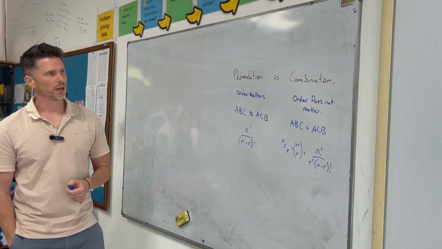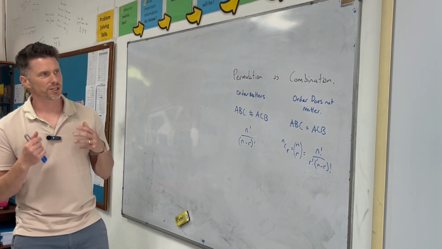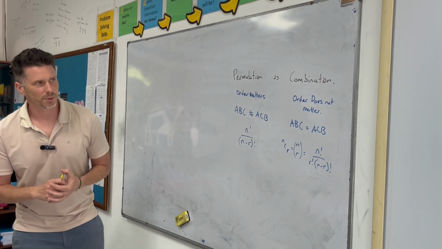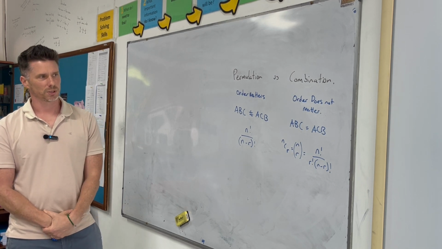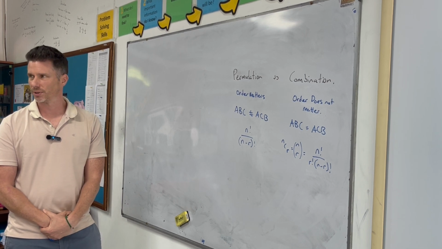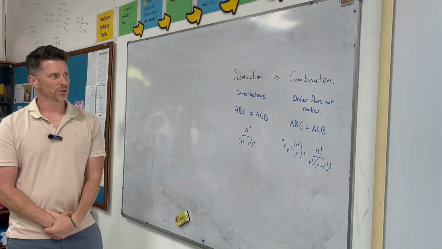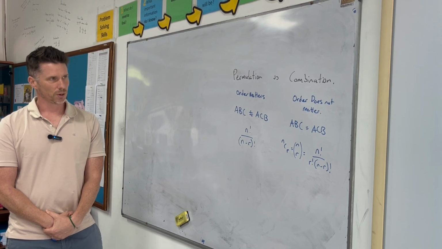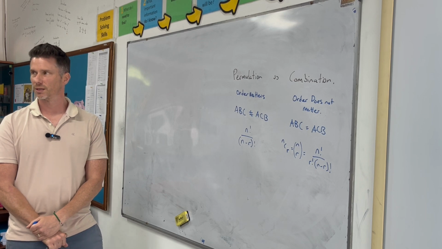A chess tournament runs with 16 teams. How many different ways can the top 8 positions of the competition be filled? Is that a permutation or a combination? It's a permutation, yes, because the order does matter. So what's the answer to this? 16 teams in the chess, how many different ways can the positions be filled?